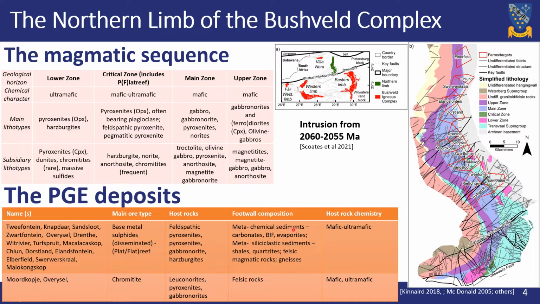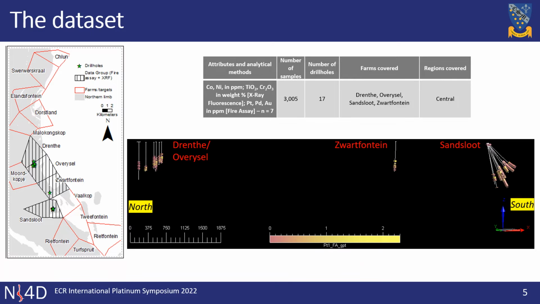There are substantial changes in the footwall across the farms, from chemical sediments and siliciclastic sediments, felsic magmatic rocks and gneisses, and some areas that have just felsic rocks as footwall. And the host rock chemistry, of course, is mafic to ultramafic in general. Okay, I won't really go into detail about the differences across the PGE deposits because it doesn't really matter for the case that we will be working on.